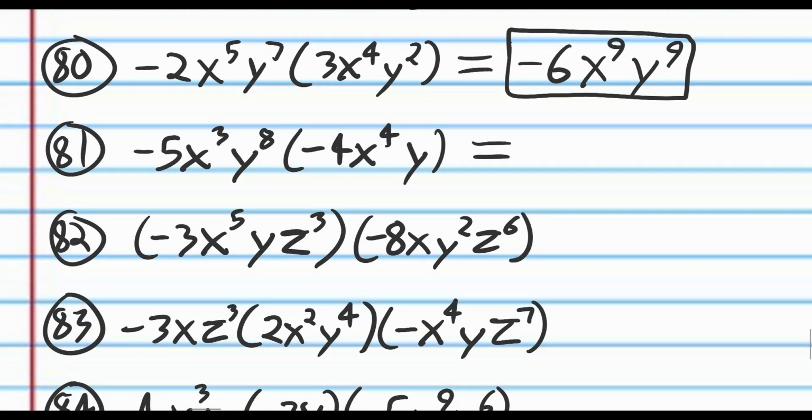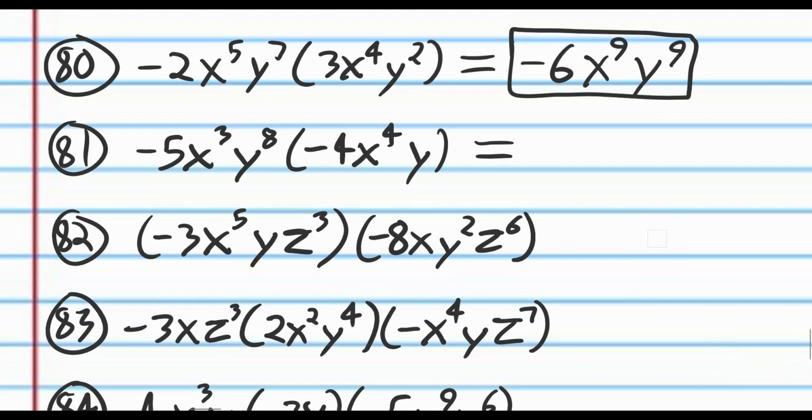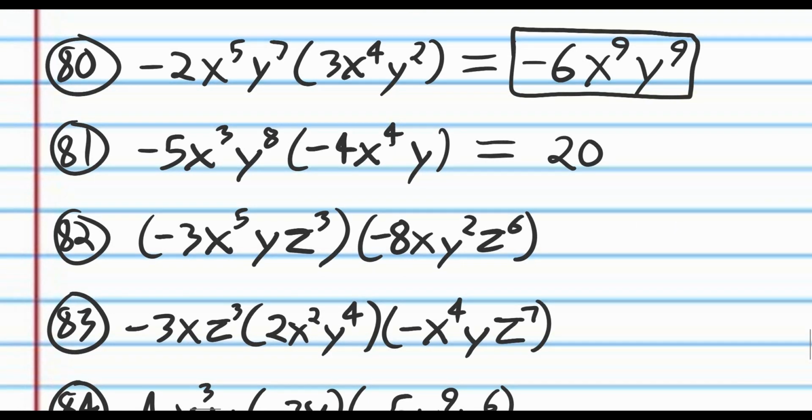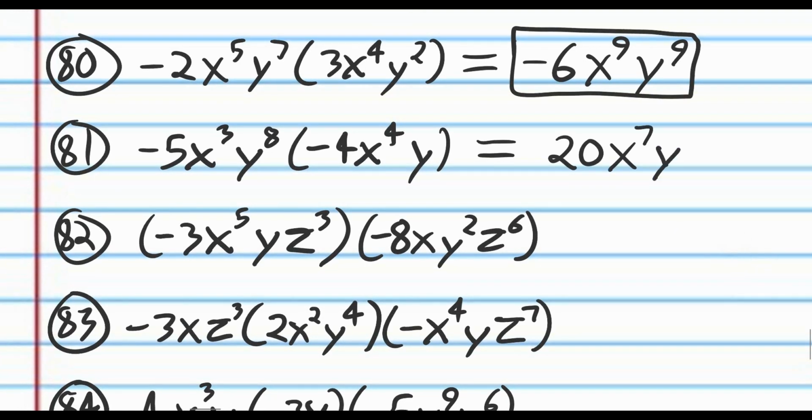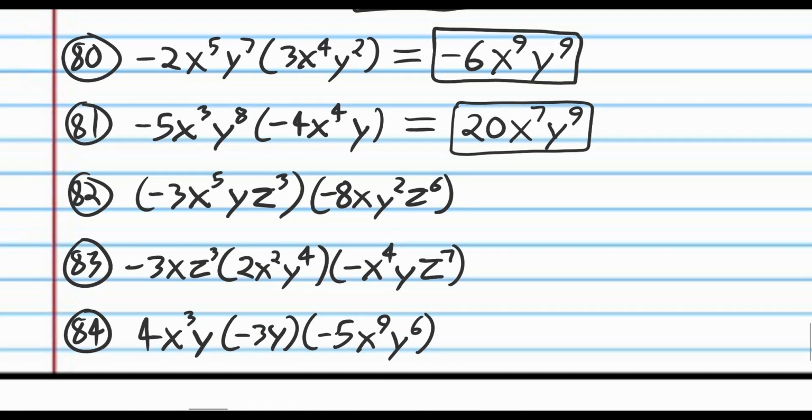All right, we're back. Negative 5 times negative 4 is positive 20. And combine the x's and the y's. And if you got 20x to the 7th, y to the 9th, good job. All right, attempt number 82, and when you come back, we'll do it together.